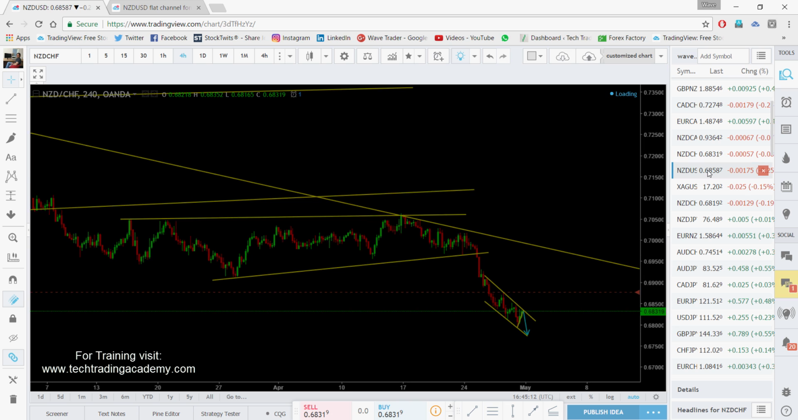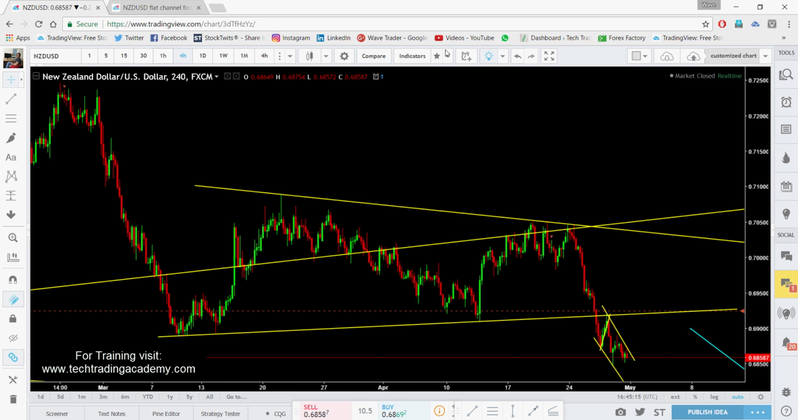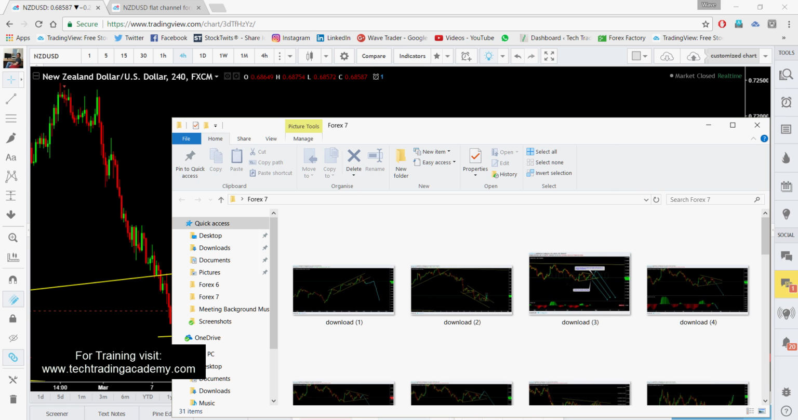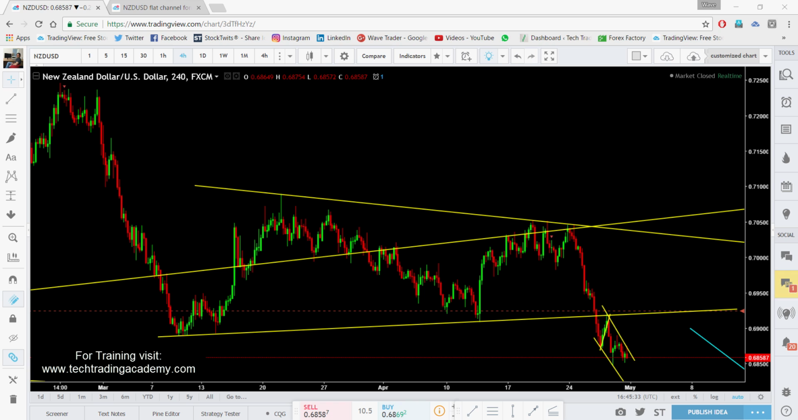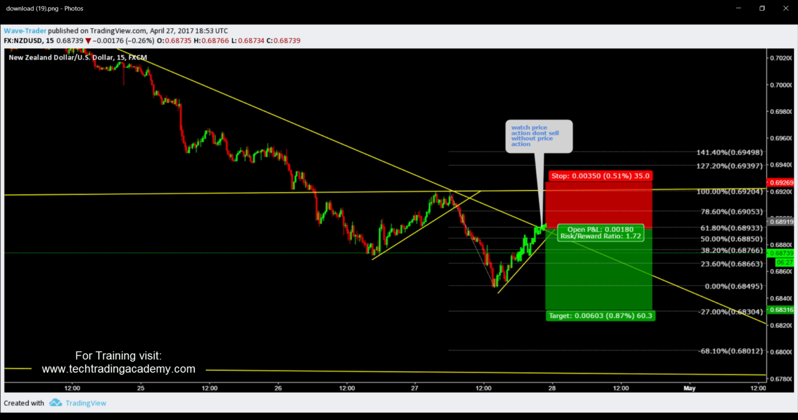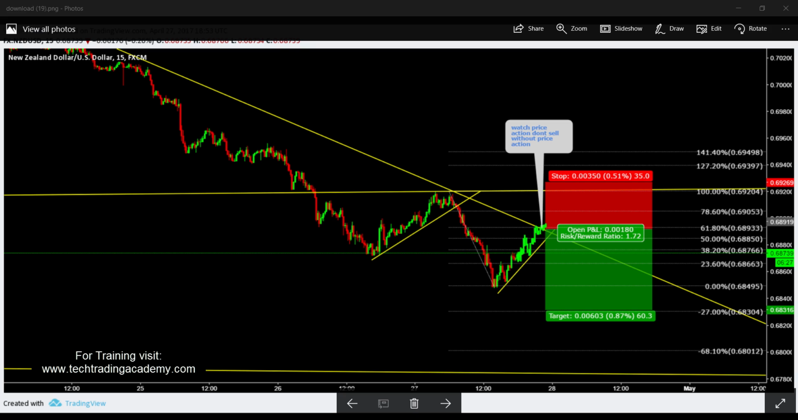New Zealand dollar is not ready to do anything. Yeah, New Zealand dollar has just gone. There was a 15-minute trade setup, and that 15-minute trade setup is completed. Alright, so short-term upside is possible. Short-term upside is going to be possible over there. Alright, this short-term trade setup was there. 15-minute time frame.